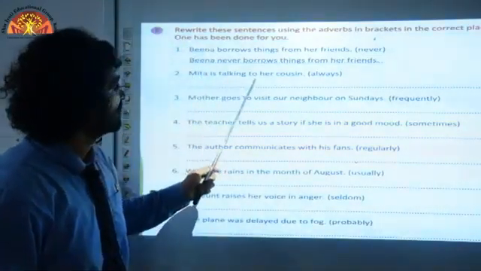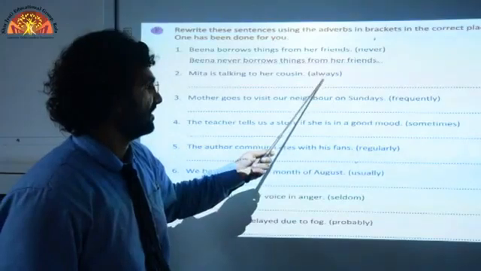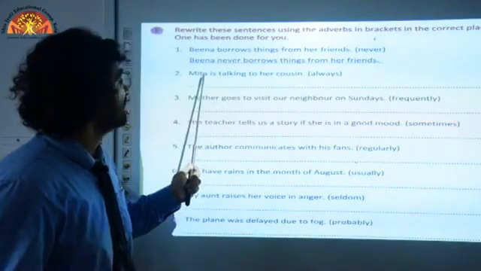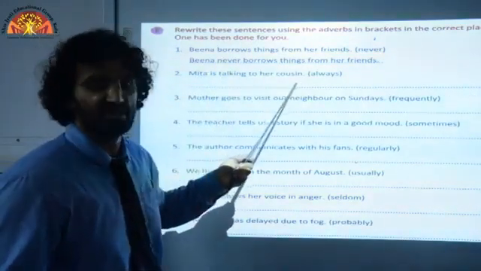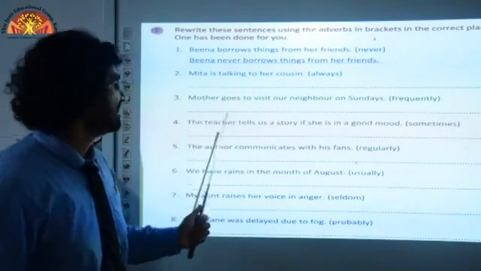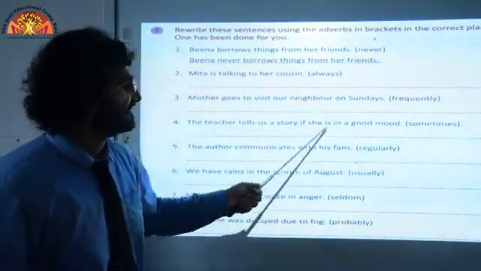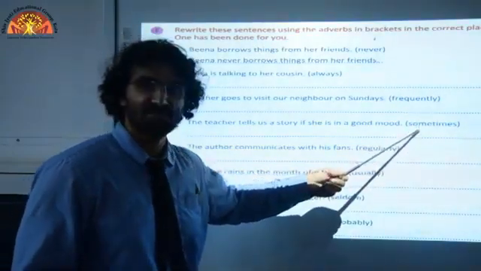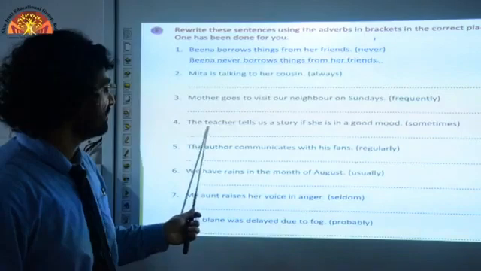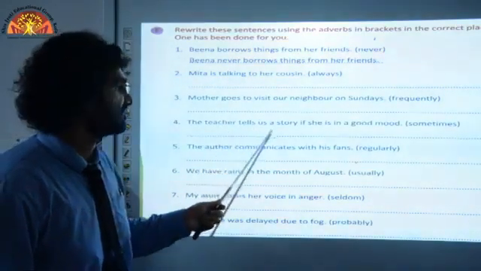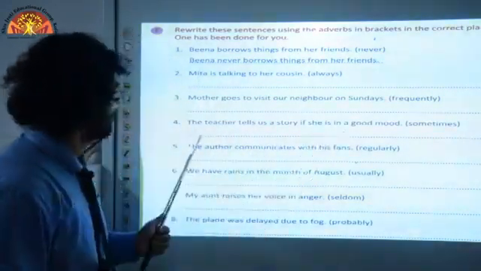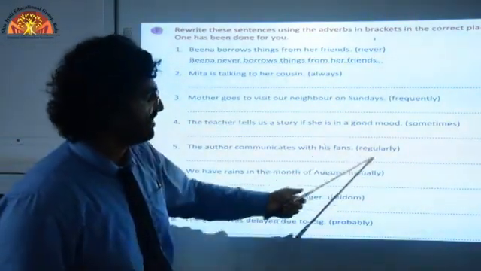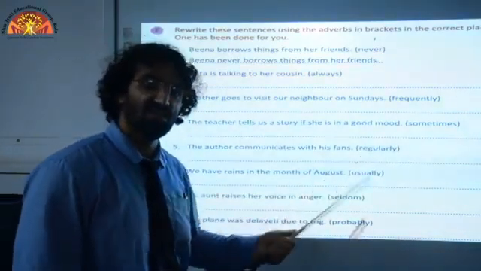Meeta is talking to her cousin. Always is in the bracket. So where should we put this always? Meeta is always talking to her cousin. That is the right answer. The teacher tells us the story if she is in a good mood. Sometimes, where should we put this sometimes? The teacher sometimes tells us a story if she is in a good mood. Okay, the author communicates with his fans. Regularly. We will put regularly at the end of the sentence.